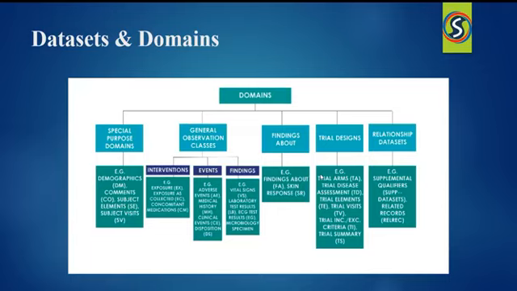Now coming to your special purpose domains or datasets, the SDTM includes three types of special purpose datasets. Domain datasets consisting of demographics, comments, subject elements and subject visits, all of which include subject level data that do not conform to one of the three general observation classes.